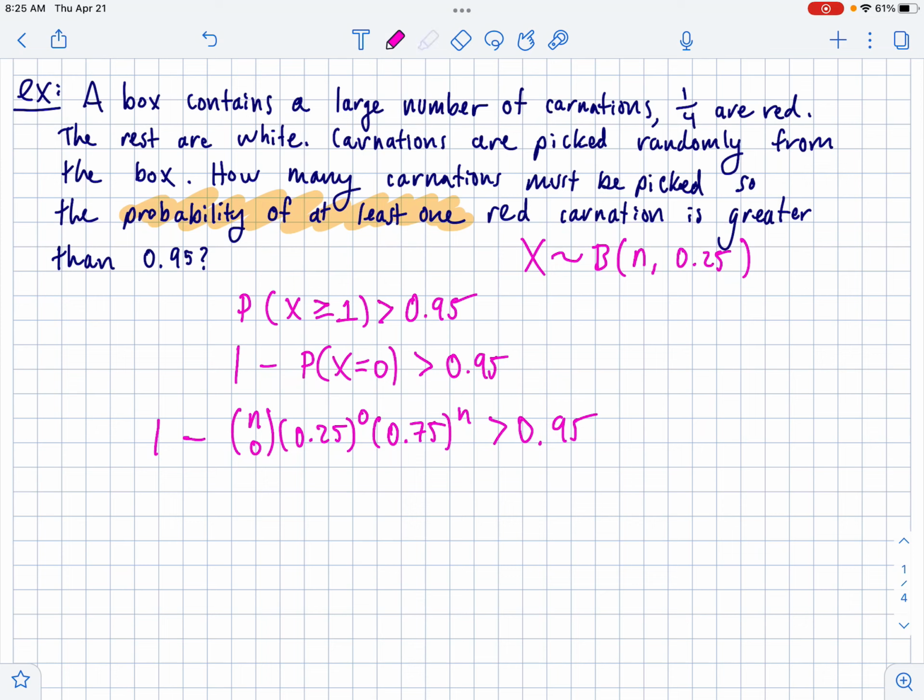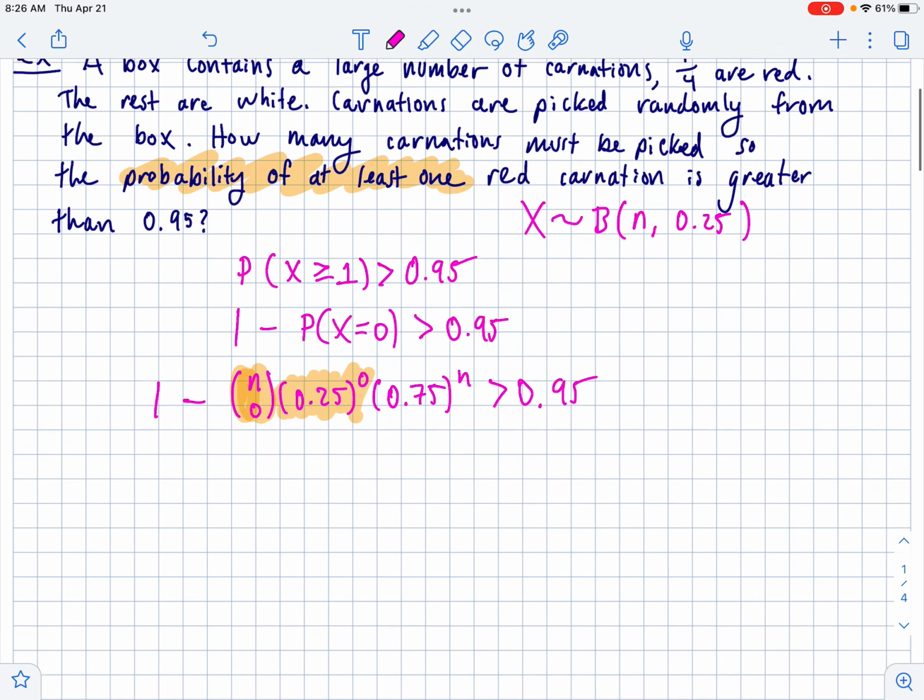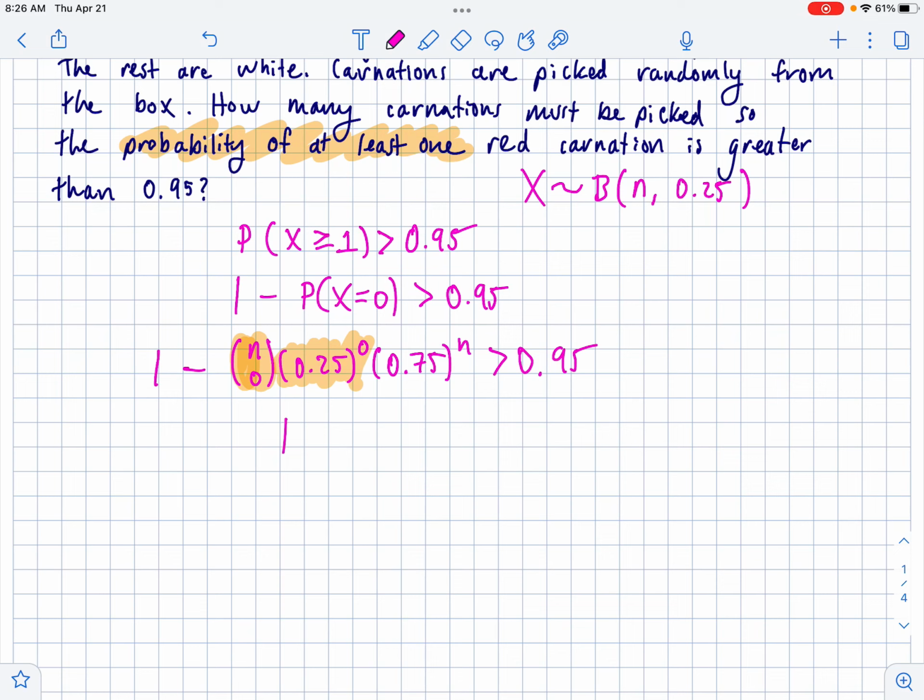Now, we're going to start to clean this up. First of all, anything choose 0 is just 1. If you think about it in relation to Pascal's triangle, that makes sense because the very first term is always a 1 on those rows. Also, 0.25 to the 0 is also a 1. So I can clean this up and say this is the same as 1 minus 0.75 to the power of n is greater than 0.95.